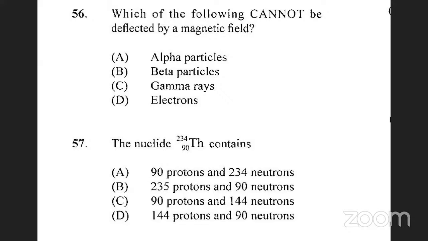57. Right, 57. The nuclide 234Th contains what? Yeah, so here, this is yours. So you say E, 90 protons, 234 neutrons. Are correct? Shavish, you thought it would have been C. So you say all four. So yeah, let's move on.